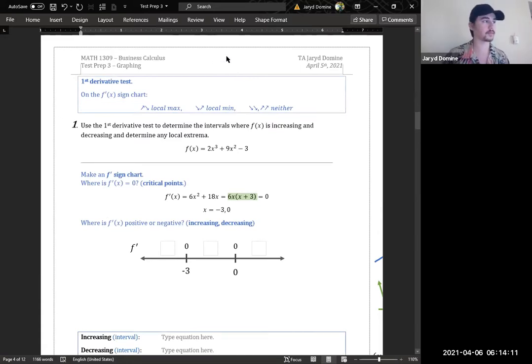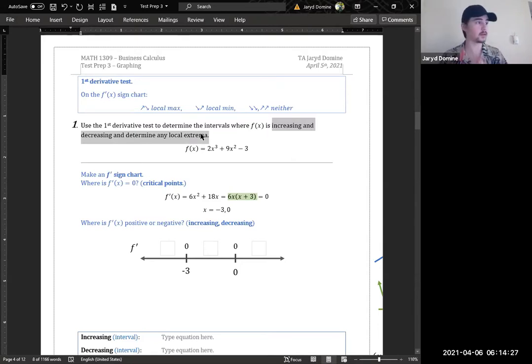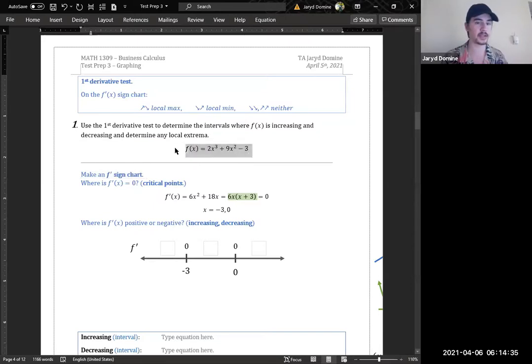Problem number 1. Use the first derivative test to determine the intervals where f of x is increasing and decreasing, and determine any local extrema. So increasing, decreasing, local extrema. This is all first derivative. We're going to use the first derivative here. So all we do is we make a sign chart for f prime. Okay, so that's the objective. We have this function here, this f, and we're going to make a sign chart for it.